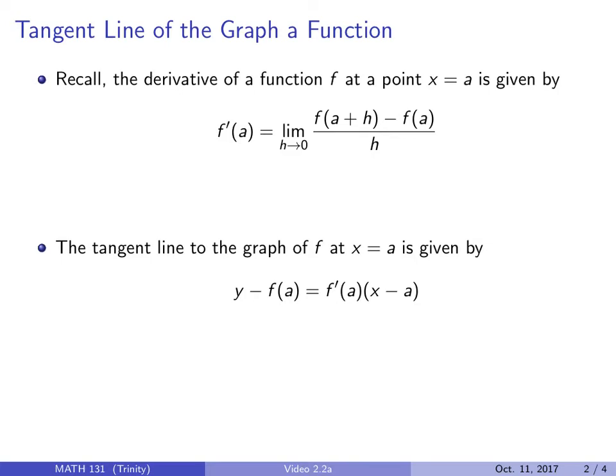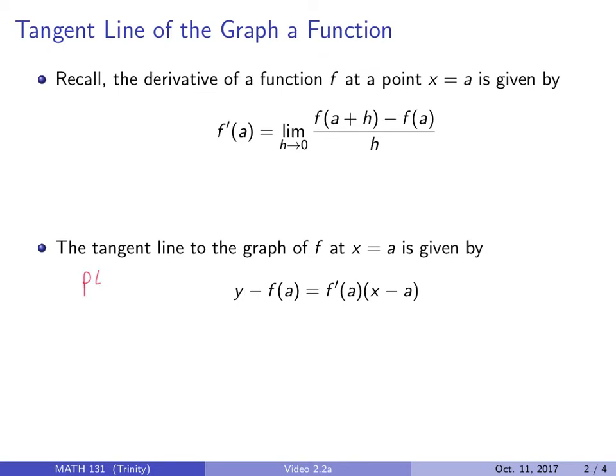First, if we're given a function f and a point x equals a, the derivative of the function at that point is given by f prime of a equals the limit as h approaches 0 of f of a plus h minus f of a, all over h. And remember, this f prime of a gives us the slope of the tangent line.